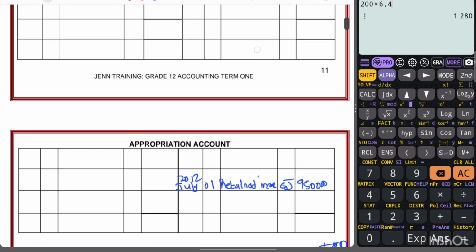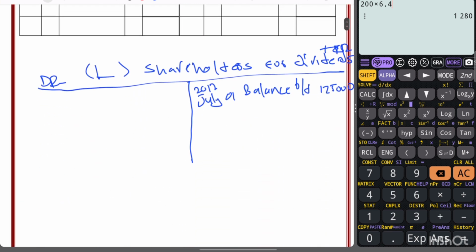Let's continue now. We also paid now the shareholders for dividends. Obviously, the bank will now be affected, CPJ, because we are paying. How much were we owing? We were owing 125,000. And then when did we pay it? 2012 July 30.